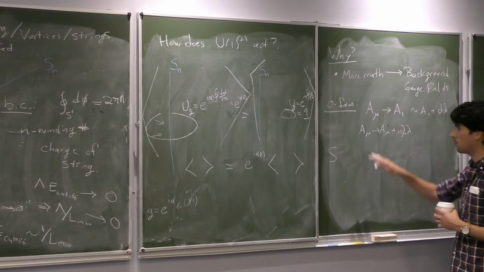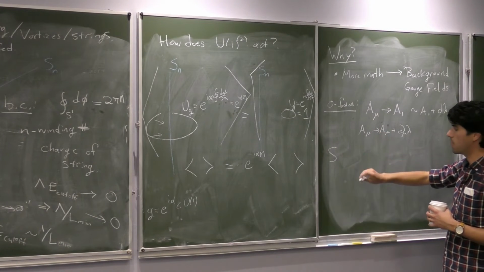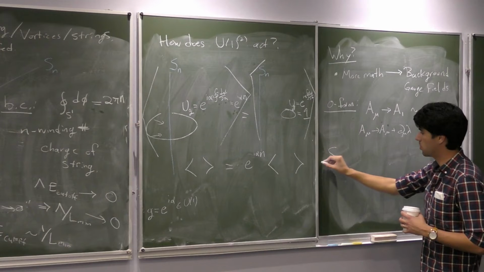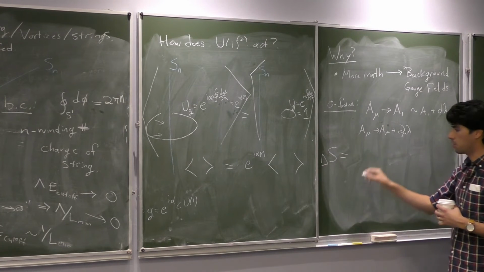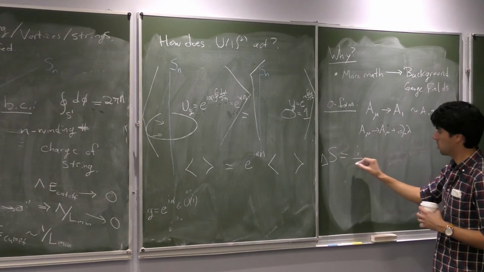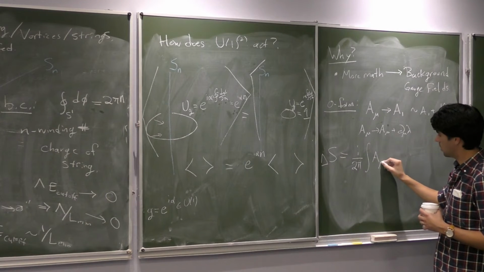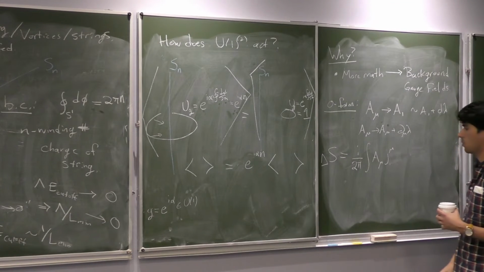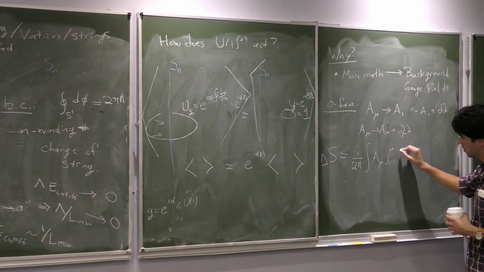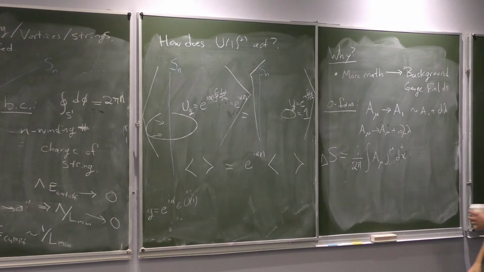So right, you can couple a theory to a background gauge field by adding a term in the action, which just looks like I over 2 pi times A mu J mu d^dx. But in terms of differential forms, this is just I over 2 pi A wedge star J.